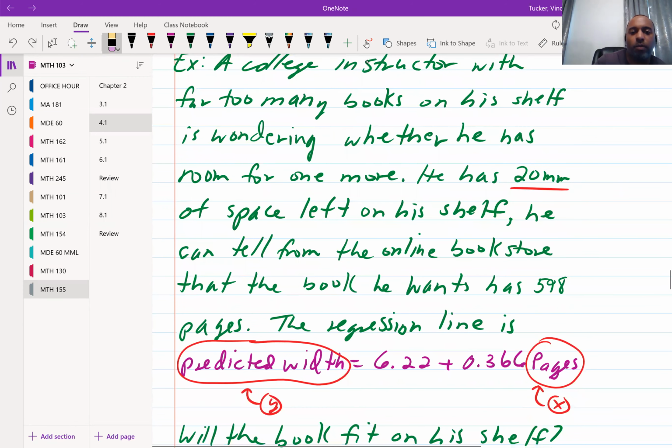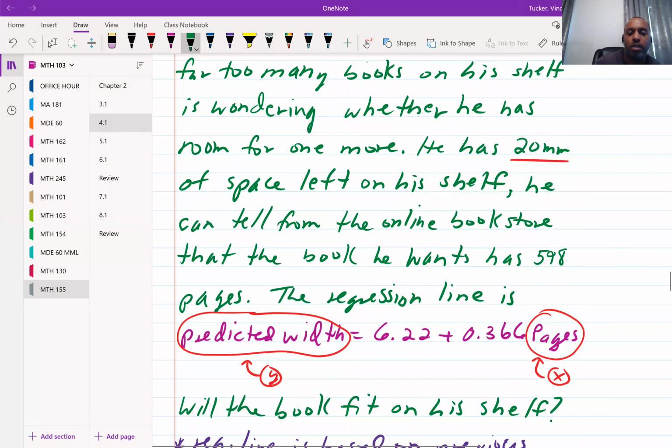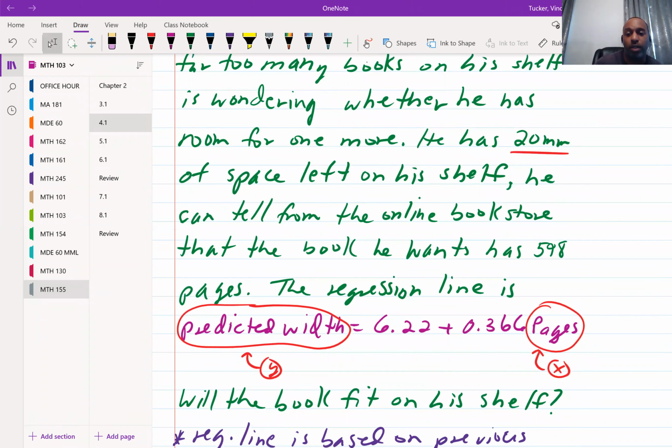All right, so if you remember what we had when we were talking about just an equation, we had y and x involved. When they give you the equation in this form, they're letting predicted width represent y, and pages represent x in those places. So what I circled would actually be your y, and pages right here would actually be your x. If we had to put them in that same type of context. So the question is, will the book fit on his shelf?